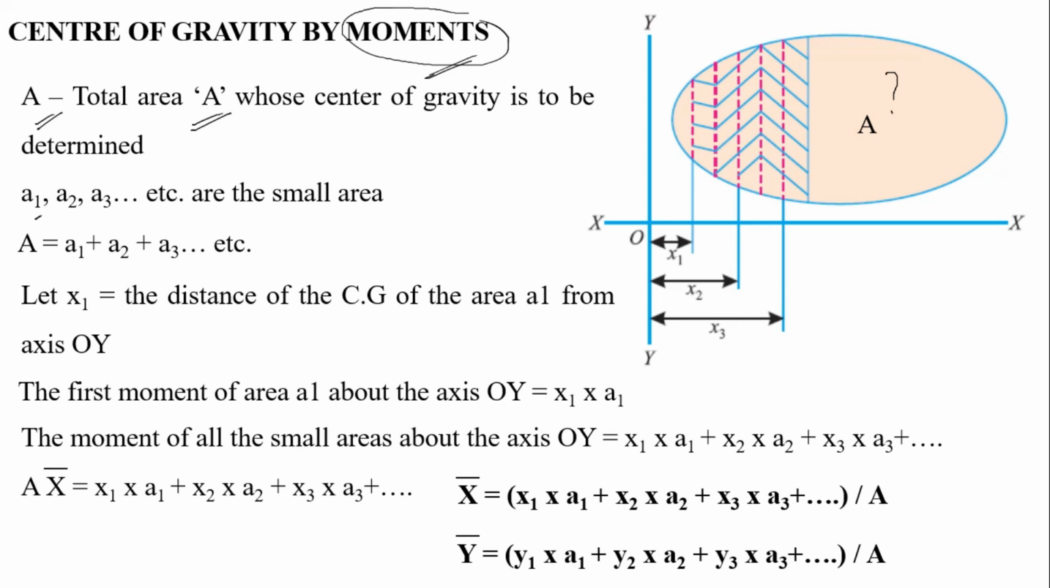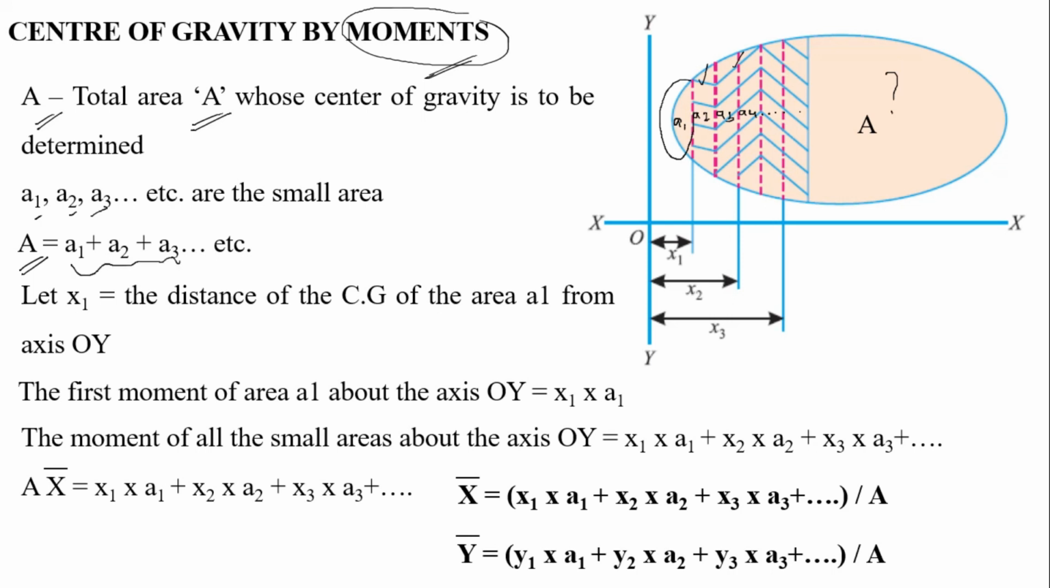We have to divide this total area into small areas A1, A2, A3. This is A1 and this is A2, A3 and A4 respectively, right? So, this is a small area A1, similarly A2 is there, A3 is there. A1, A2, A3 etc. are the small areas, right? Then capital A, the total area, is equal to the sum of all the small areas.